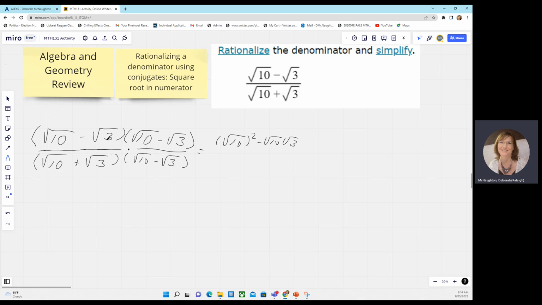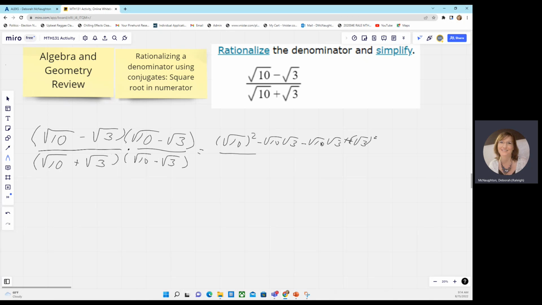And then I do the inner, and I get minus the square root of 10 times the square root of 3. And then I do the last term, and I get minus square root of 3 times minus square root of 3. So I get plus the square root of 3 squared.